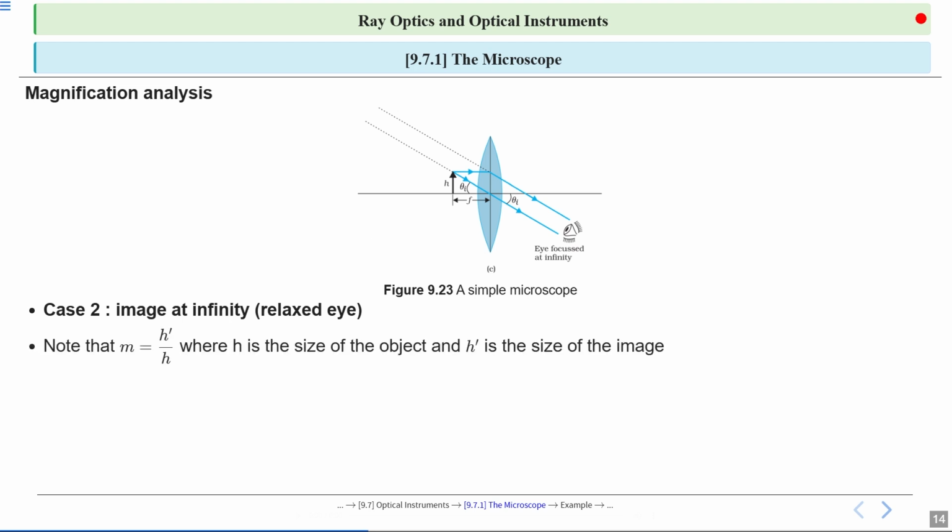Now let's talk about magnification. The formula m equals h dash by h tells us magnification is the ratio of the image size to the object size. Here h is the size of the object and h dash is the size of the image. This relationship is key to understanding how microscopes enlarge the view of small objects.